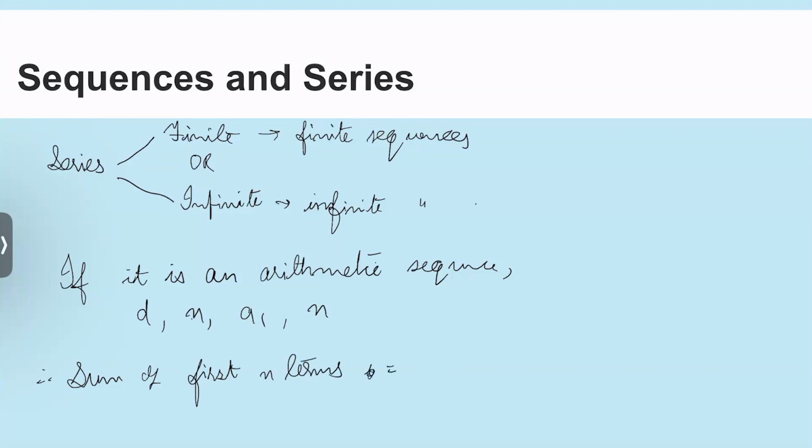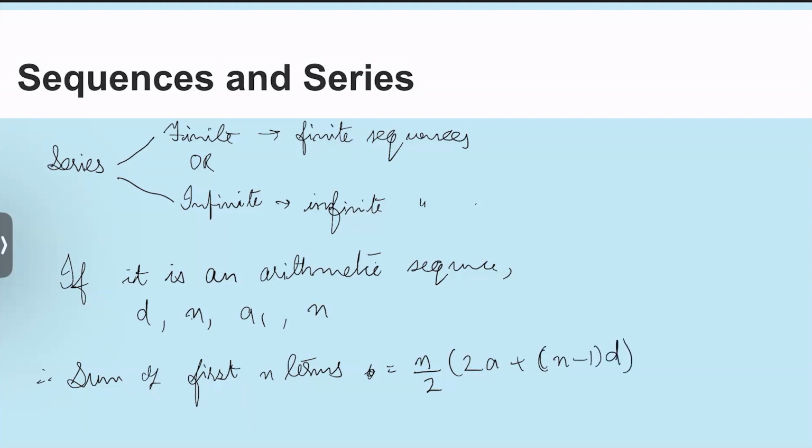is equal to, you can write it in a more concise form. So this is N by 2 multiplied by 2A plus (N minus 1)D. Okay, so this is something that we will have to remember.